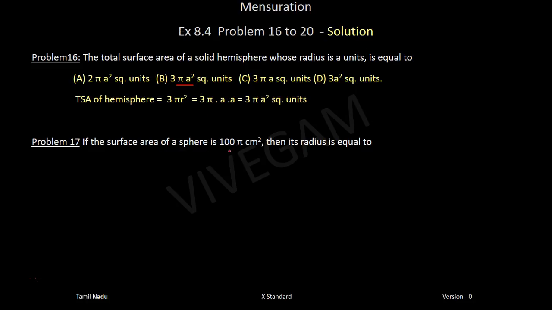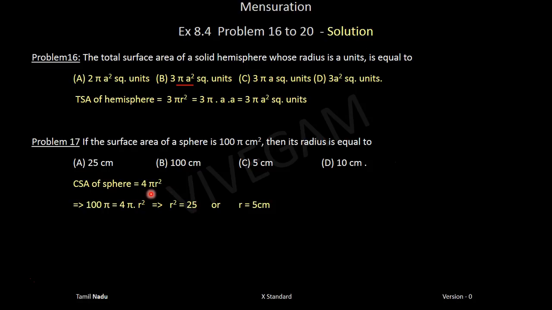Next, problem 17. If the surface area of the sphere is 100 pi centimeter square, then its radius is equal to, they have given us a few options. So the surface area of a sphere is 4 pi r squared. Equate that to 100 pi and find the radius from that equation. In this case, it is given as 100 pi, so 100 pi will be 4 pi r square. Now you can cancel a few of these things. Pi and pi will cancel. So 4 will go 25 times. So r square will become 25 and r will be equal to 5 centimeter. And that is option C.